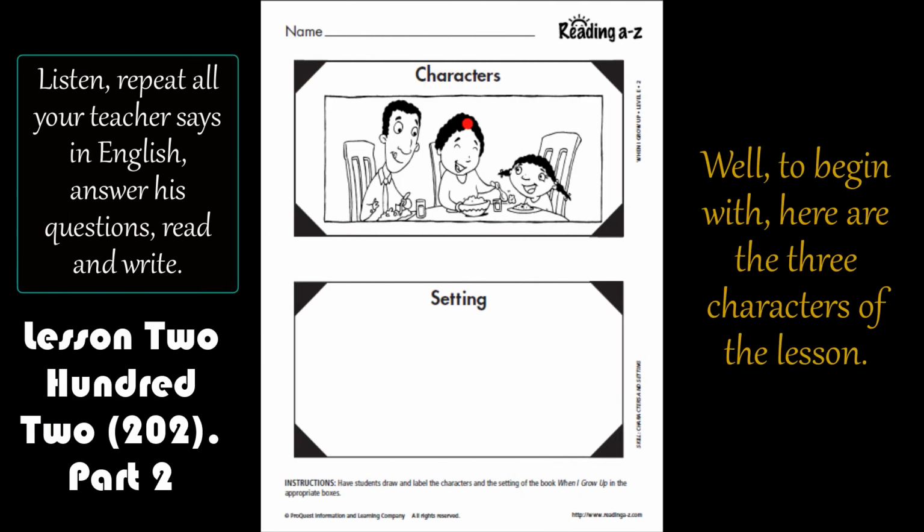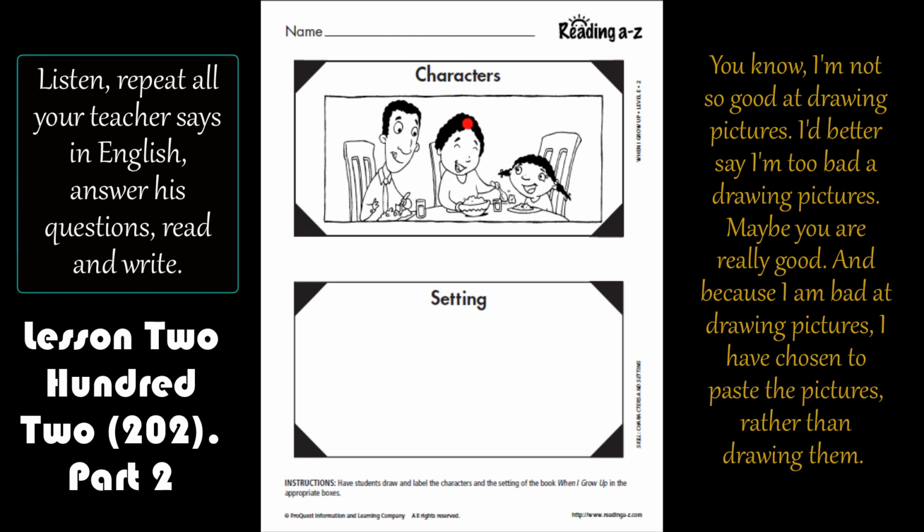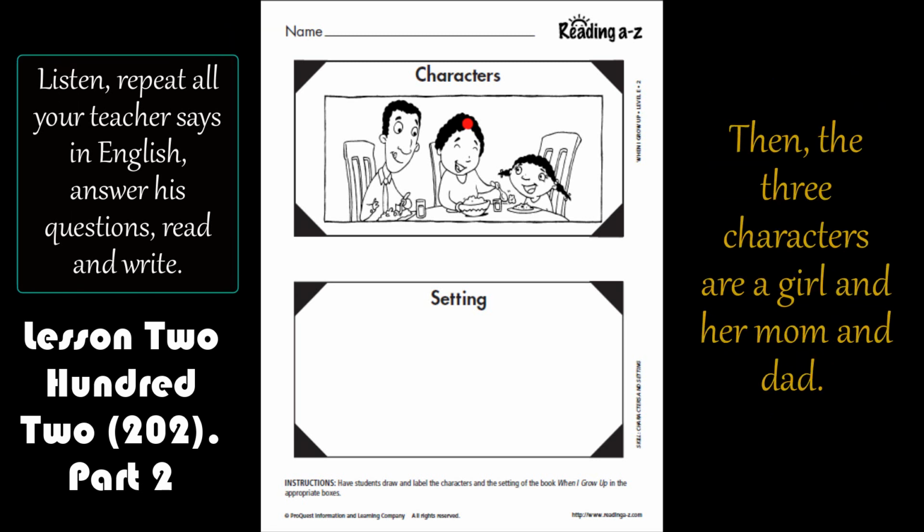Well, to begin with, here are the 3 characters of the lesson. You know, I am not so good at drawing pictures. I better say I am too bad at drawing pictures. Maybe you are really good. And because I am bad at drawing pictures, I have chosen to paste the pictures rather than drawing them. Then the 3 characters are a girl and her mom and dad.